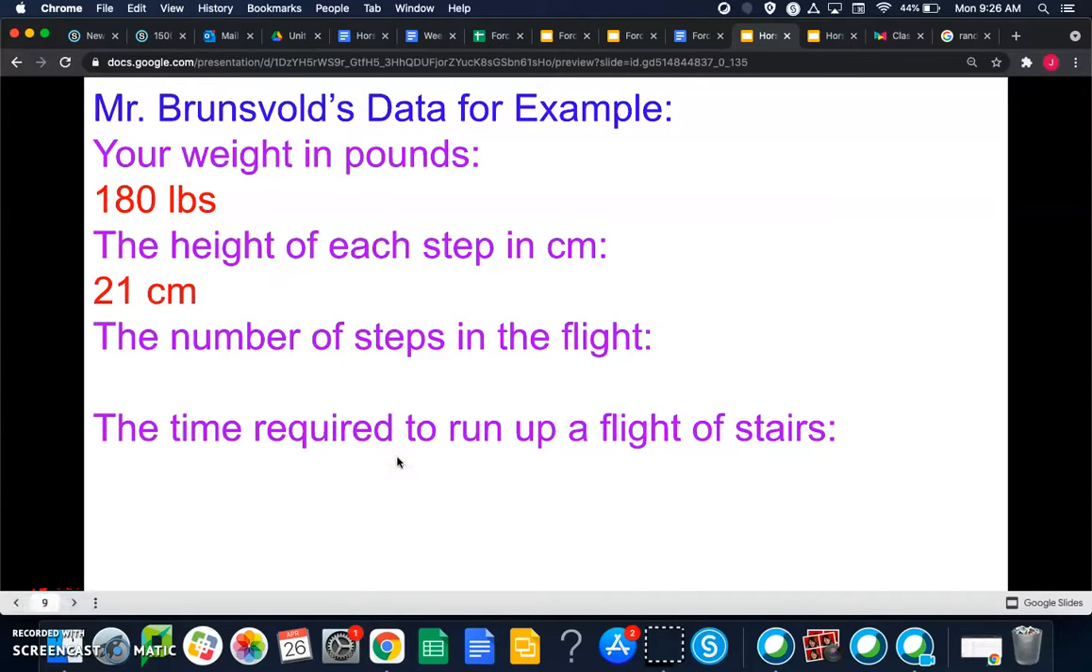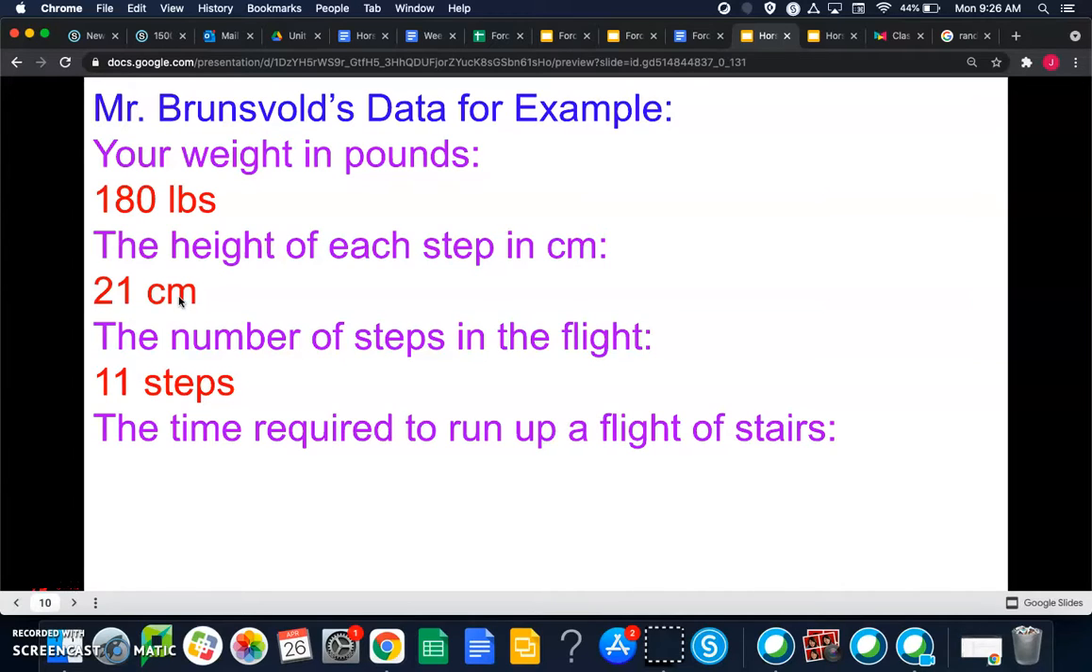Right, you're going to need to find a staircase and then measure the height of each stair. So my stairs were each 21 centimeters. You'll measure the height of your stairs. You're going to find the number of steps in the flight. So for me, there were 11 steps. You'll count how many stairs there are on the staircase that you're looking at.